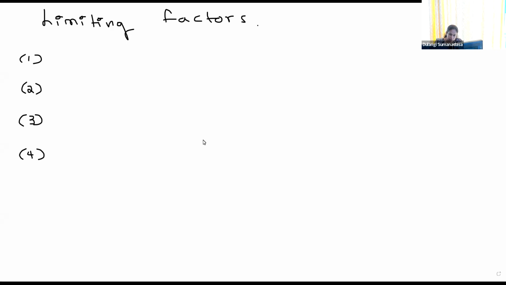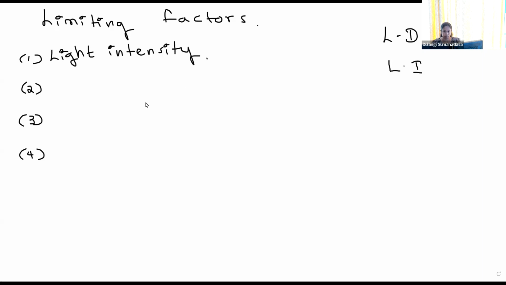There are 2 factors in the light dependent reaction. So there's a main input in light independent. And then there's another factor that affects the enzymes, right? So I'm going to take the light intensity as the first one. Write down the stage that this is going to affect, light dependent or light independent.